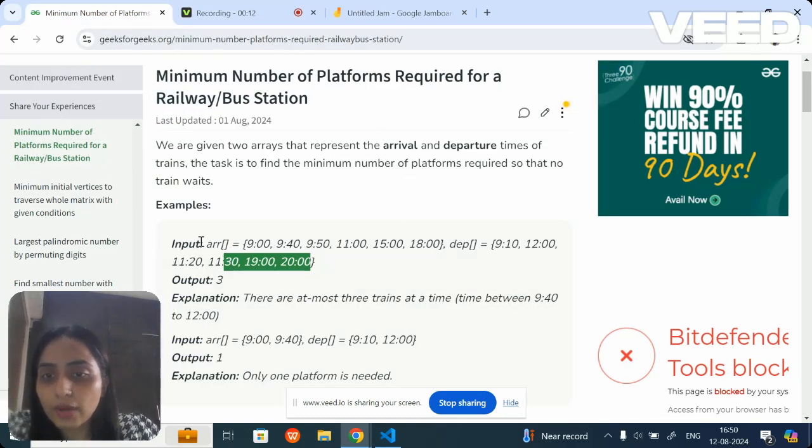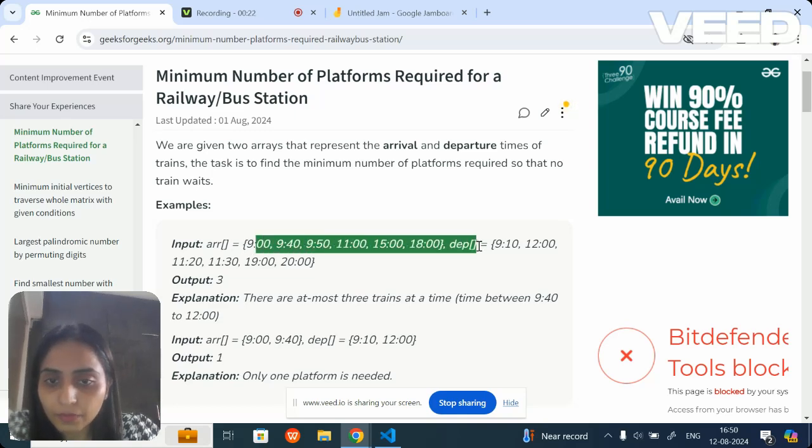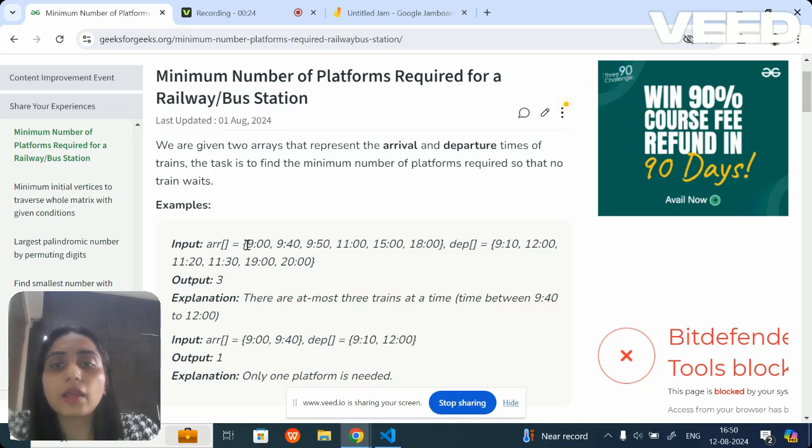Two arrays have been given. One is the arrival and one is the departure. Arrival is basically the timings when the trains will be arriving. Trains are arriving at 9 o'clock, at 9:40, at 9:50, at 11, at 3 o'clock, at 6 o'clock, and certain trains are departing. That means they are leaving at 9:10, 12, 11:20, 11:30, 7, and 8.